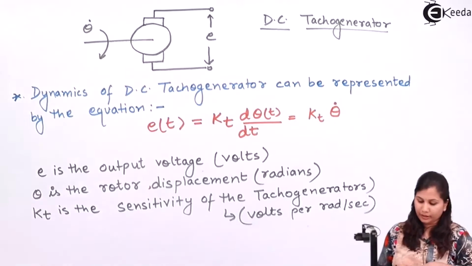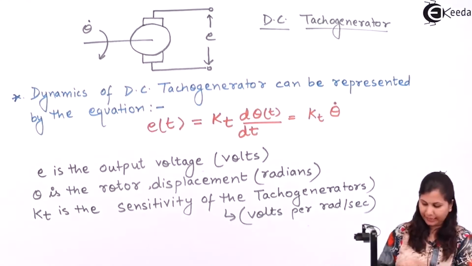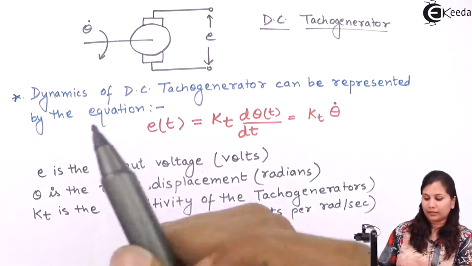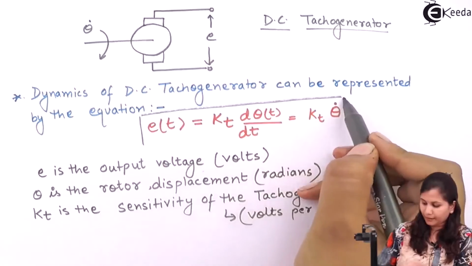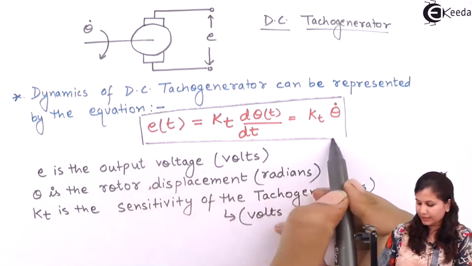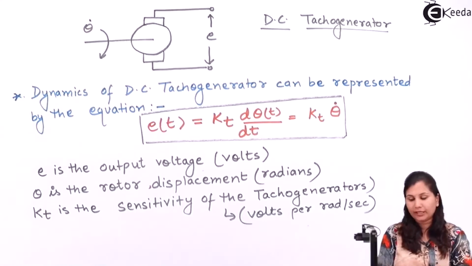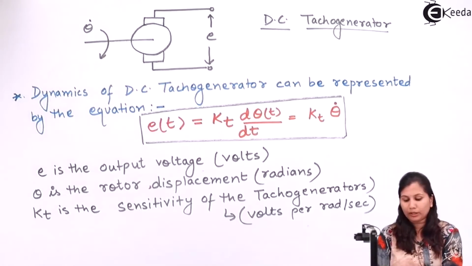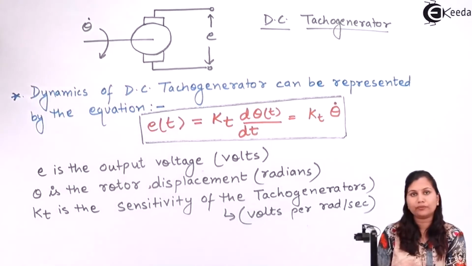Okay, now this equation is defining the dynamics of the DC tacho generator. Dynamics means it is giving us the relationship between the output and the input of the tacho generators. Now, what are the problems which we encounter during the use of these tacho generators?